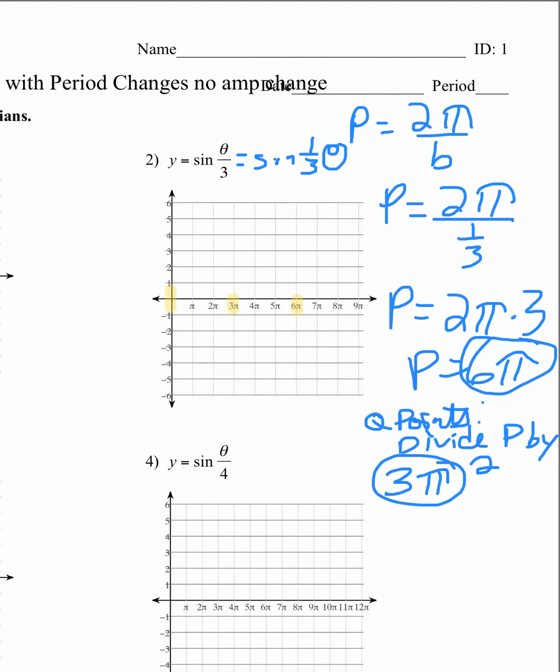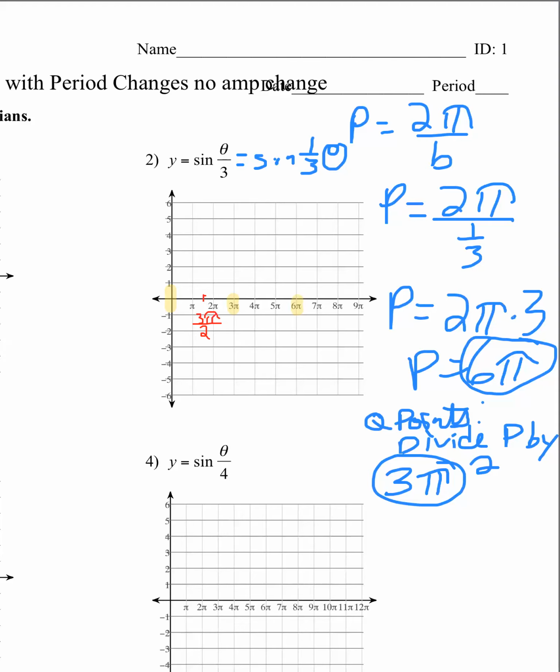So let's see. I'm going to try and squeeze that in there. So where would 1.5 pi be? It would be right there. Okay, so that's 1.5 pi, or 1.5 pi written as a fraction. Isn't that just 3 pi over 2? Which makes sense, right? Didn't I literally just take 3 pi and divide it by 2?